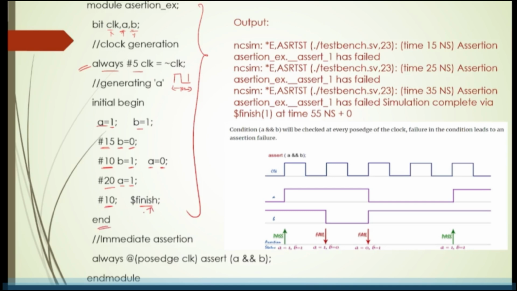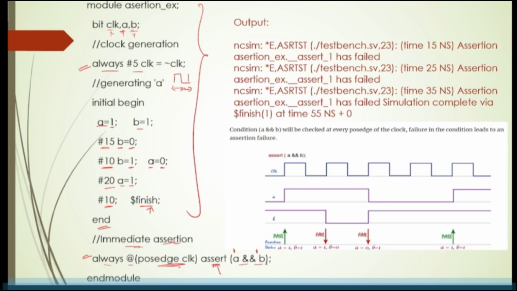Then after 10 time units I have completed passing all the values and ended. Now for this particular spec, there is some condition that for every positive edge of clock, assert A and B. What is the meaning of this? Always at the positive edge of clock, assert A and B. That means if A and B both are 1, then the assertion is passed. If A and B is not 1, then the assertion fails.